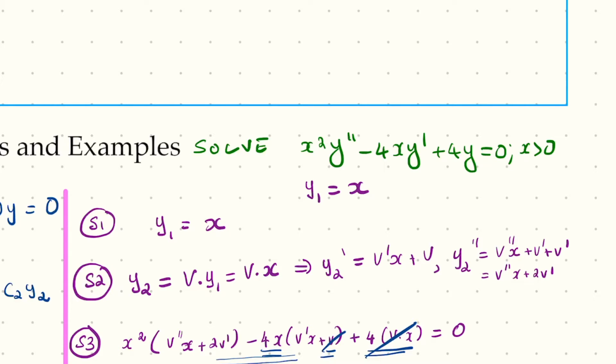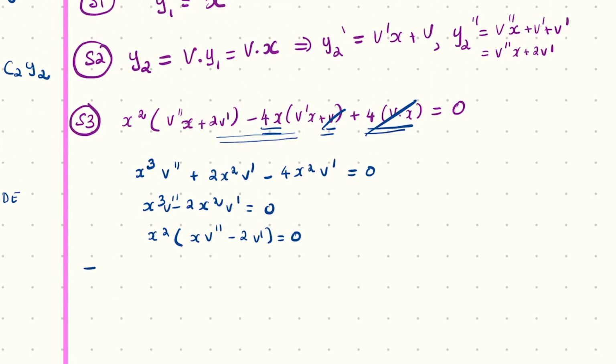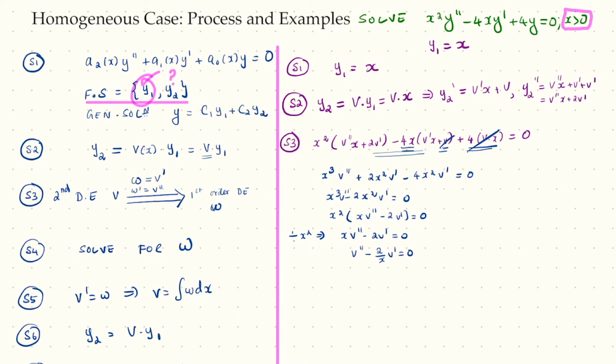Since I assumed that x is positive, I can divide by x squared. If I divide by x squared, I am going to have x v double prime minus 2 v prime equals 0. If I simplify this, it's going to be v double prime minus 2 over x v prime equals 0. I can do this because x is positive, otherwise I wouldn't be able to do it. All right, so now in the next step, where we are right here.